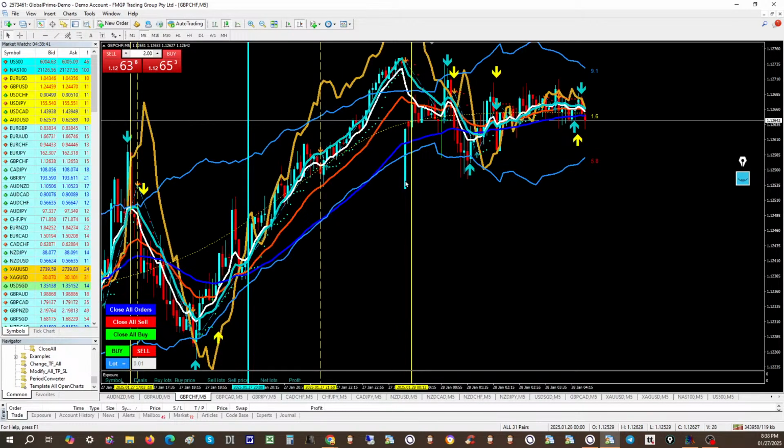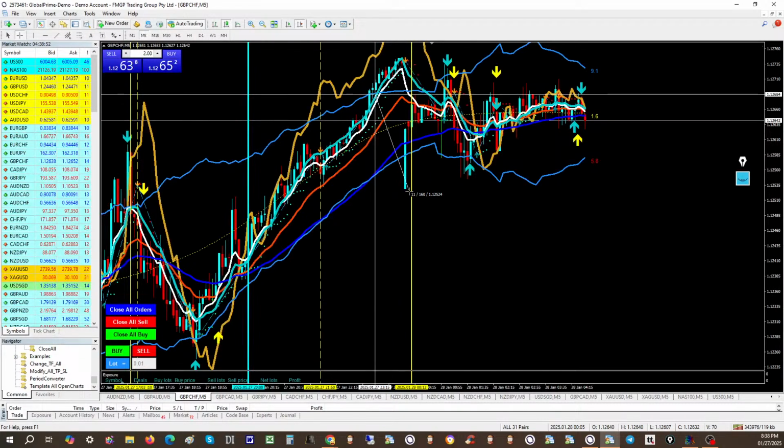Here's the cool thing. When this thing opened up, it opened up way down here. So not only did I make a small profit on where I first got in, which was right there to there, I also made a real nice profit from there to there, about 16 pips.